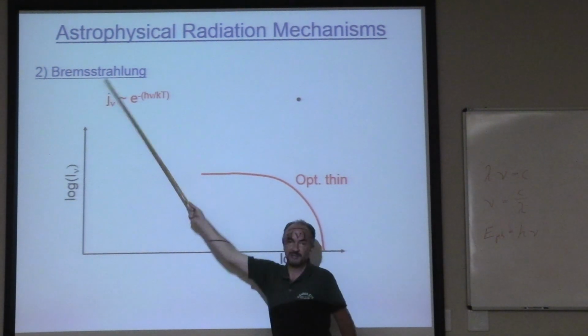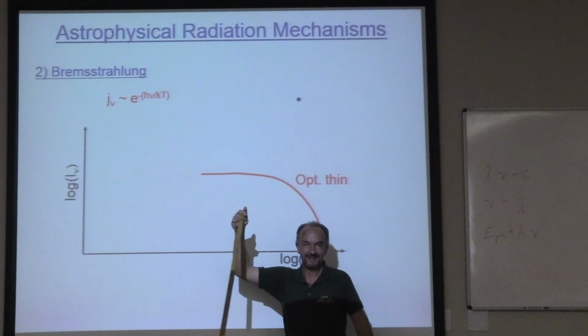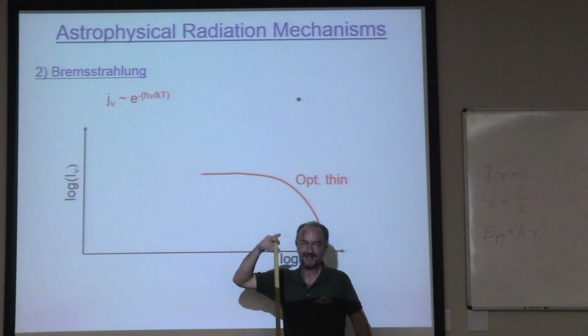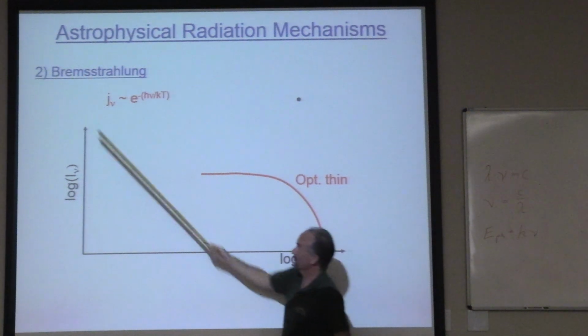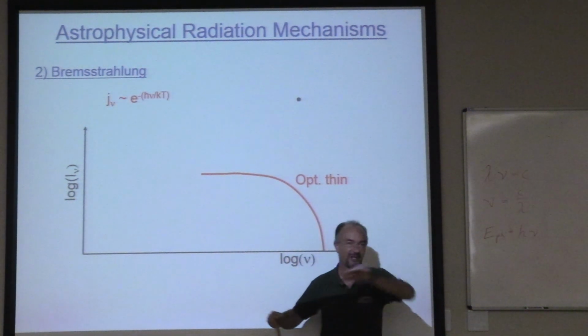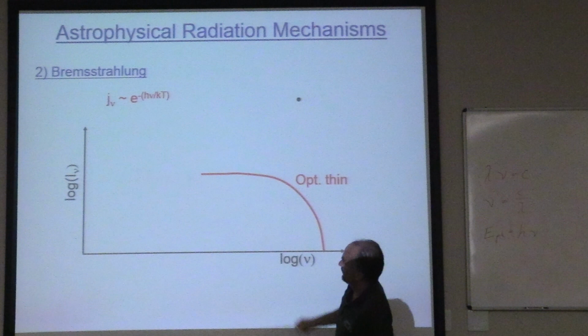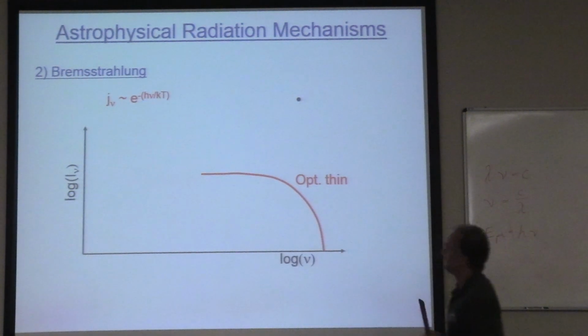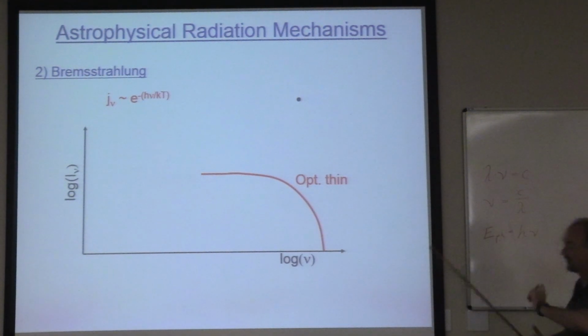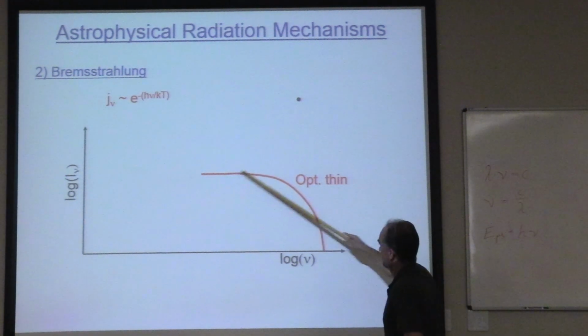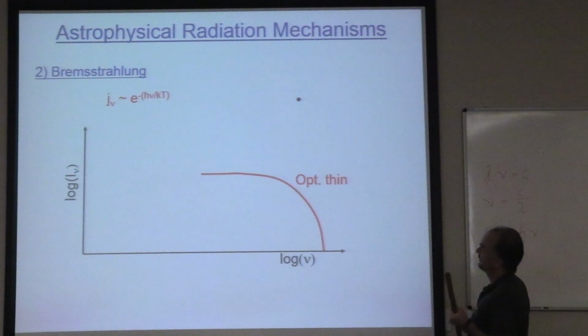Anybody know what that means, where that comes from? I think in English it's braking radiation. Yes, right. That's actually the German word. Bremsen is the German word for braking. So obviously this is a German invention. It's braking radiation or deceleration radiation, and the maximum we get out is the typical energy of the electrons.